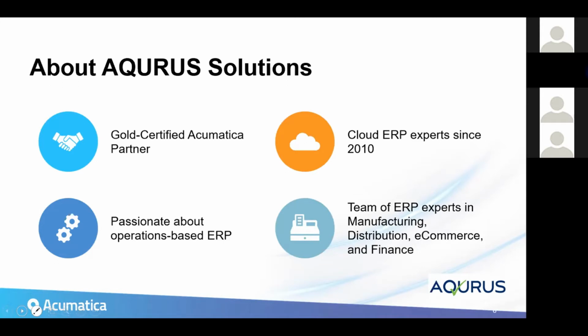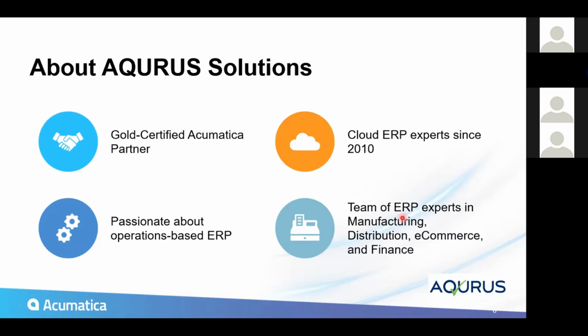So first, I'll highlight 4 points about our company, Acurus Solutions. First of all, we're a gold certified Acumatica partner based in Calgary, Alberta, with offices in Burnaby and Kelowna, BC. We're cloud ERP experts since 2010. At that time, I personally went looking for an ERP, a true web or cloud-based ERP system that had enough functionality for the mid-market. And that's when we found Acumatica in 2010.